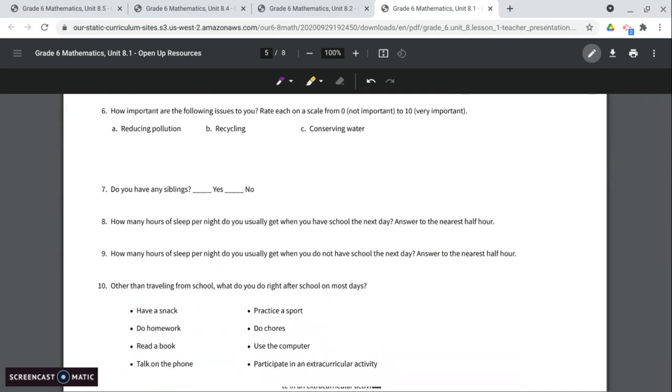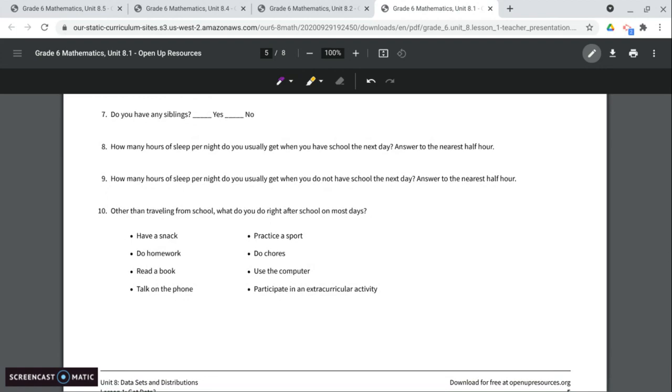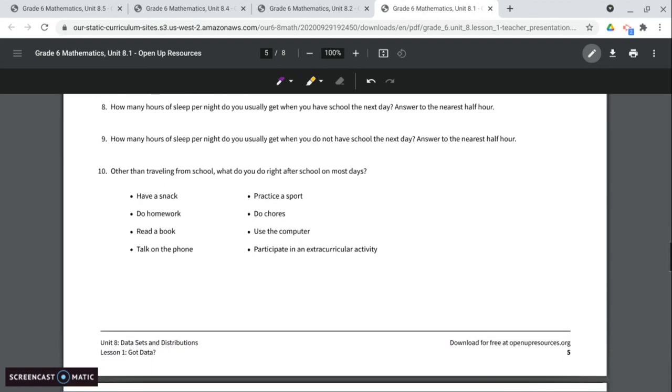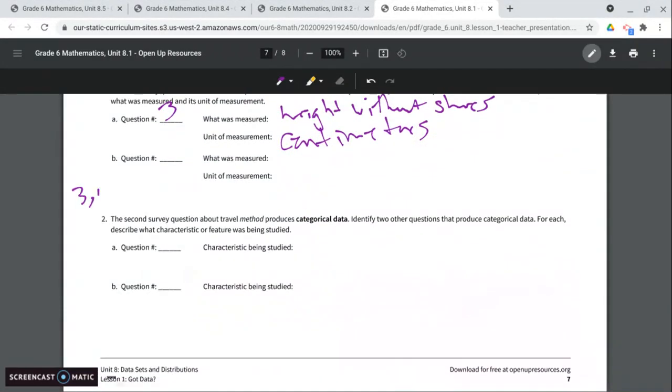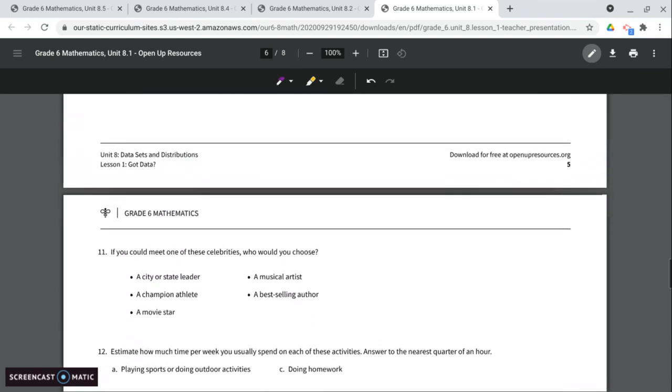How important are the following issues to you? Rate each on a scale from 0, not important, to 10, very important. Is that numerical? No. Do you have any siblings? Yes or no? That's not numerical. How many hours of sleep per night do you usually get when you have school the next day? Is that numerical? Yeah, that's definitely numerical. Here, let me write these down. We've got 3, 4, 5, 6, 8.